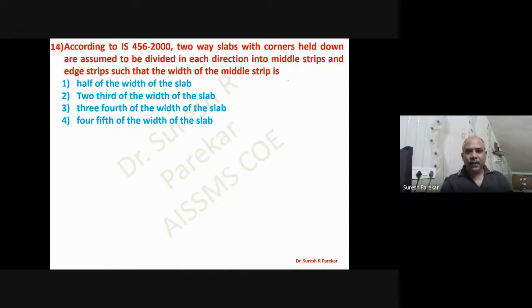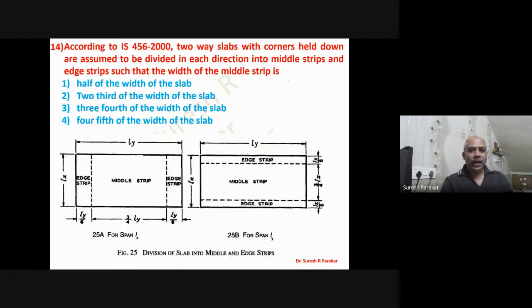Then we have the next question, where a diagram is given. Two-way slabs with corner edge down are to be divided in each direction into middle strips and edge strips such that the width of the middle strip is. Now this is the middle strip, you will see from both sides. So we have 3/4 of the span, that is the width of the slab. So we have option that is 3.